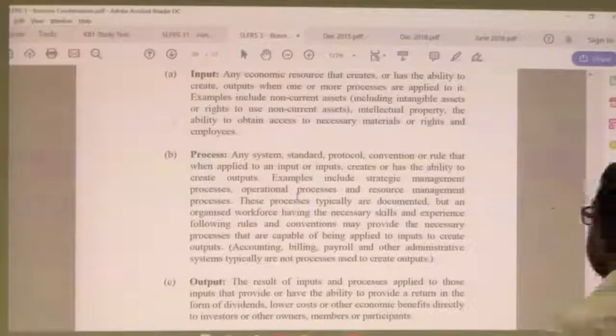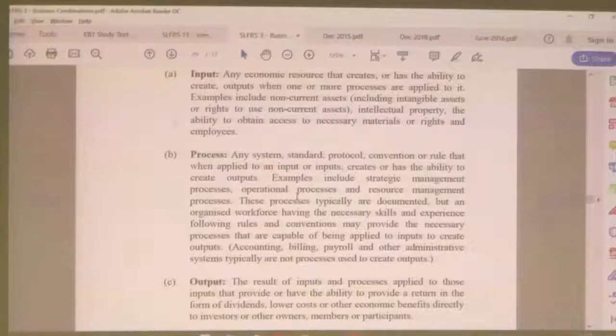Input: any economic resource that creates or has the ability to create output when one or more processes are applied to it, right? For example, including non-current assets, and intellectual property, the ability to obtain access to necessary materials or rights, and employees. And processes means a system, standard, protocol, conventions, rules, SOPs, all these things.